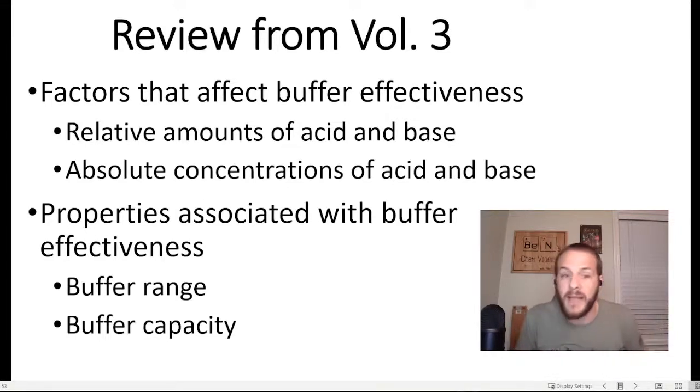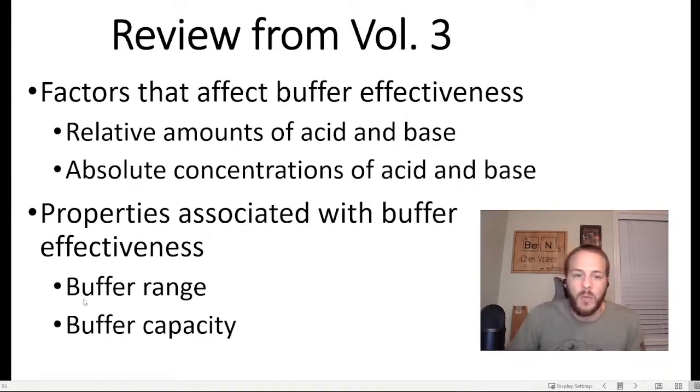And then there's buffer capacity. Buffer capacity refers to the amount of acid or base that can be added to the buffer without destroying the effectiveness of the buffer. So in other words, how much acid or base you can add to the buffer without consuming all of the existing weak acid or conjugate base that's already in the buffer. All right, so that was the content from Volume 3.